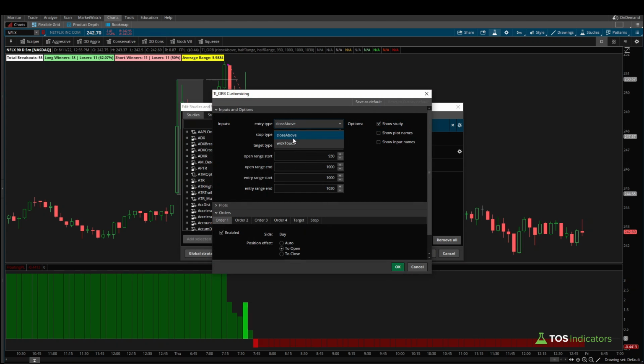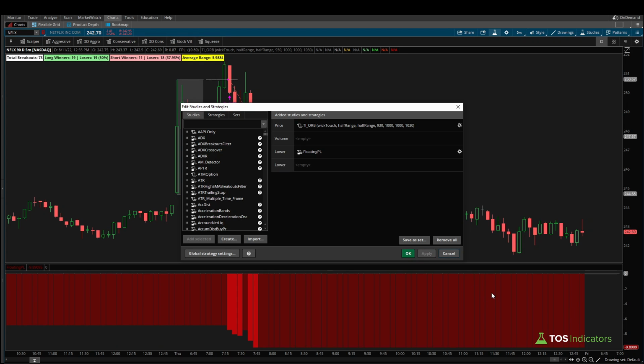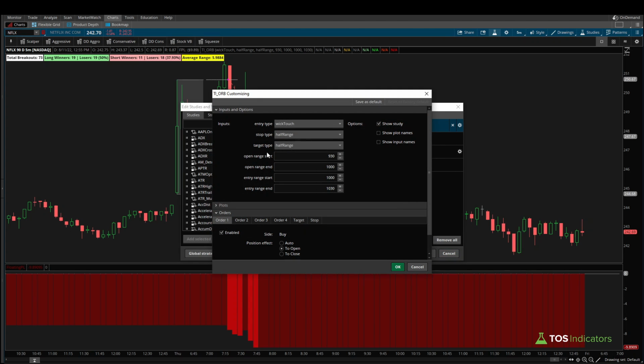What happens if we change this instead to a wick touch, which means we just need to touch the ORB levels? Do we see this P&L number improving at all? So currently that's a negative 0.44. Oh, that number went down to a minus 9.89. So a wick touch, being a little bit more aggressive and not waiting for confirmation, does not lead to a higher P&L with all else being equal.